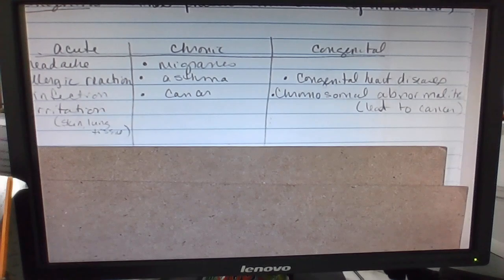Congenital heart diseases, chromosomal abnormalities. Pardon? That's a chromosomal abnormality. Trisomy 21. But there's trisomy 18, there's trisomy 15. I want to say trisomy 18 is like pretty much fatal. It's either 18 or 15 that are really bad.